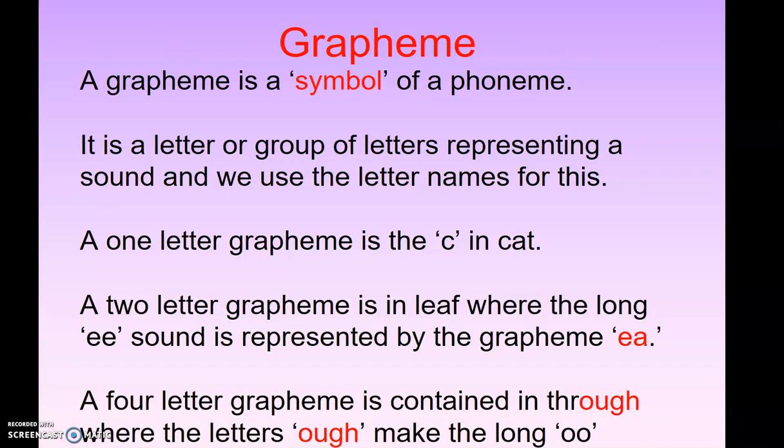The word grapheme means a symbol of a phoneme, so the shape of the sound when it's written. It's a group of letters representing a sound, and we use the letter names for this. A one-letter grapheme is the k in cat, or a two-letter grapheme is the ea in leaf for the ee sound. A four-letter grapheme is contained in the word through that makes the oo sound.